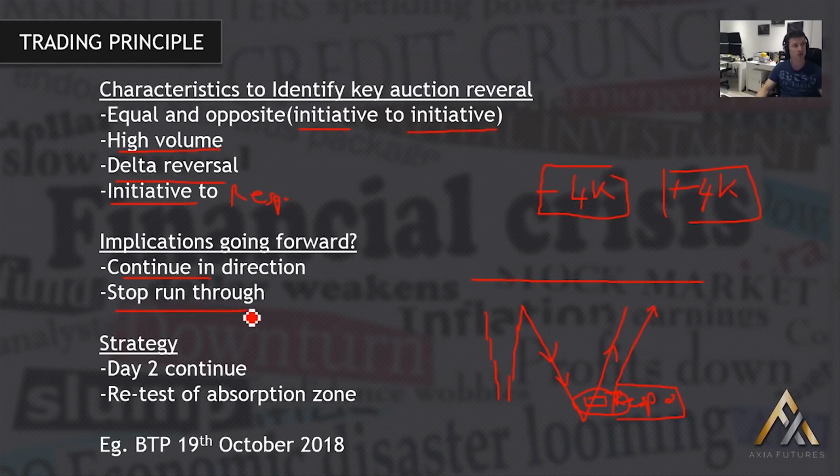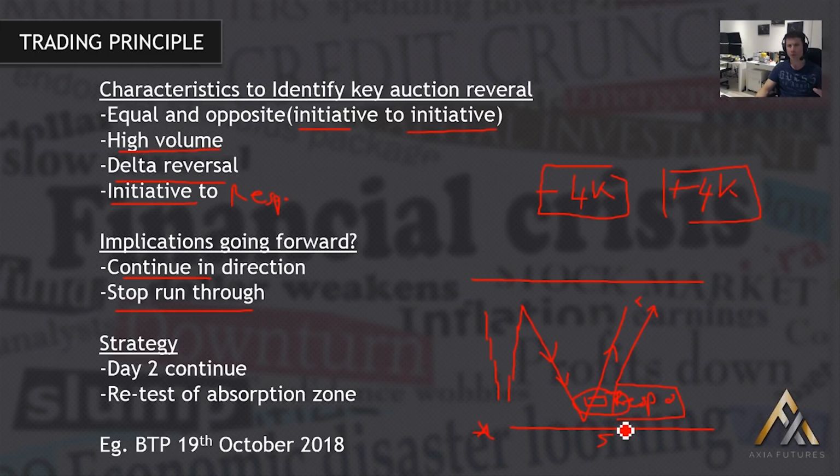Also, if we take out this key auction reversal, if we take out that low made on Friday, the 19th of October, you are going to see a very aggressive response. Why? Because anyone that's now long, anyone that's bought higher up, anyone that bought lower down is going to be panicking out. Equally, you're going to see very big time frame players enter the sell side momentum. So you will get a very aggressive move through that key auction reversal.